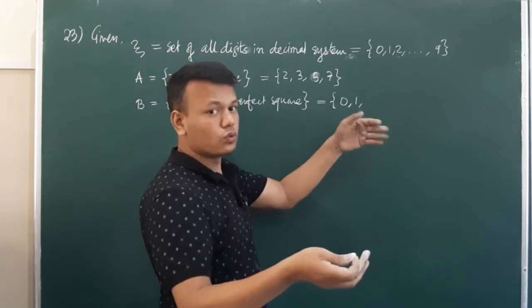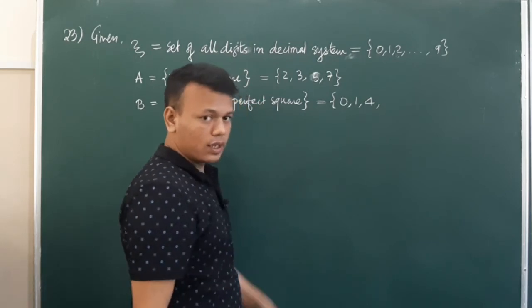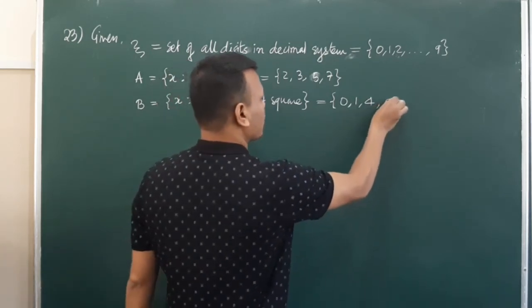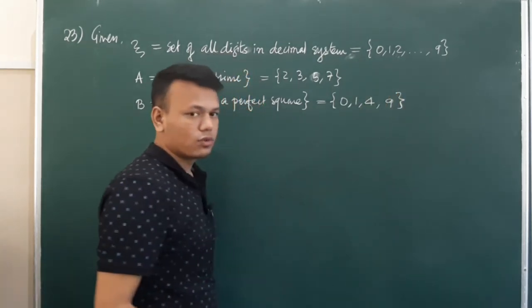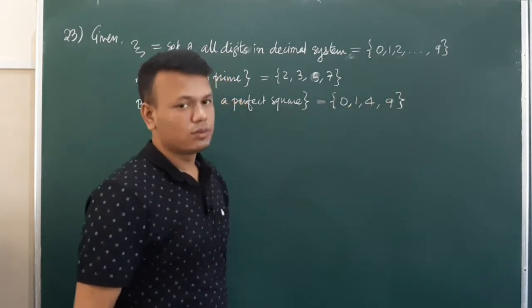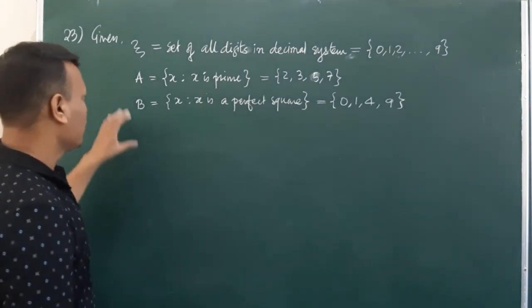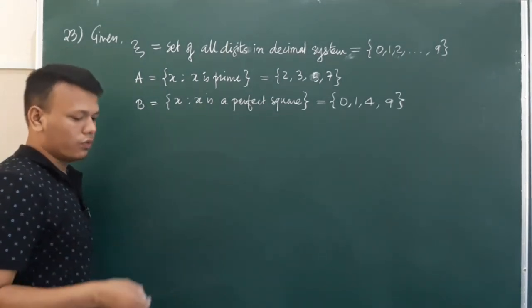Next is 3, no, so 1 squared is 1. Next is 4, 2 squared is 4, isn't it? So we have 4, which is a perfect square. The next perfect square number will be 9. The next is 16, but 16 is not lying here, so only these many elements will be chosen for B. Okay, now we need to prove a few results.